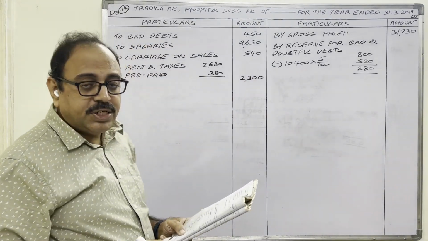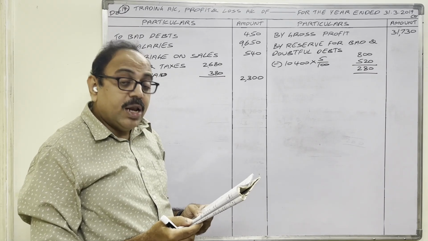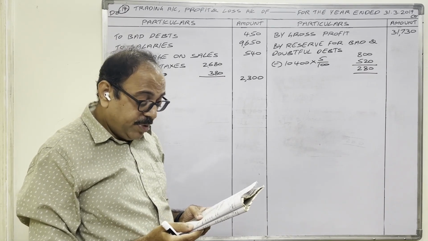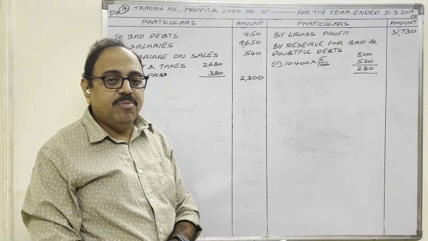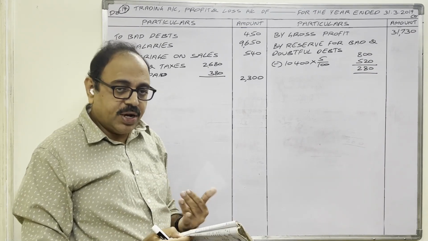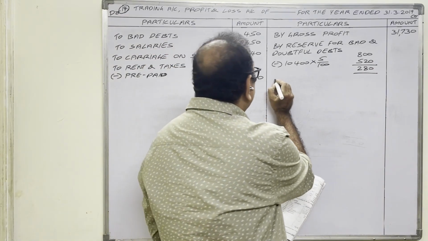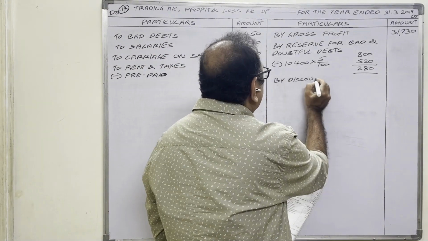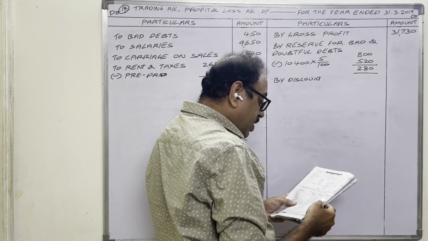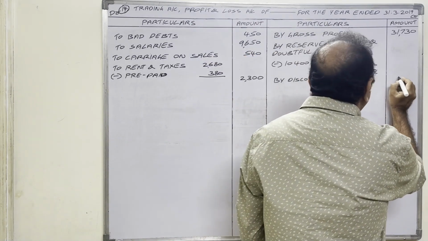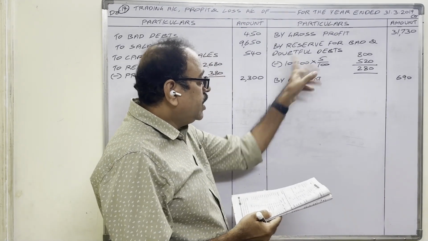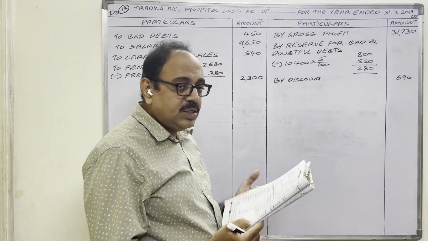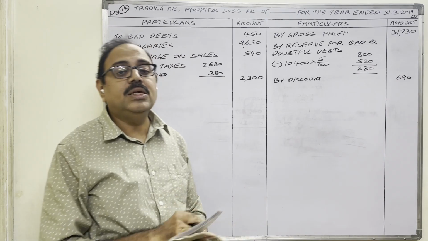Cash at bank, cash in hand, not here. Trial balance, credit side. Sales, capital, creditors, discount. Credit side discount is given, means discount received, profit. Here, by discount. You need not write the words discount received. Discount is enough. 690 rupees. Reserve for bad and doubtful debt completed. Purchase returns completed. So the trial balance is completed.